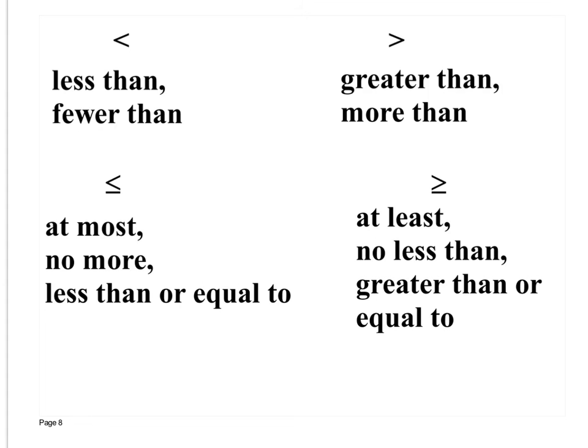Right? For less than, they'll use less than, or they might use fewer than. For the greater than symbol, they'll use greater than, or they might say more than. For the less than or equal to, they'll say phrases like at most or no more than, or less than or equal to. In another word, a maximum. Okay, they might use maximum. For greater than or equal to, at least, no less than, or they'll just say greater than or equal to. Right? This would be a minimum. That would be another word to use.